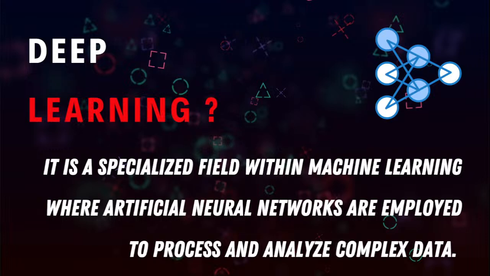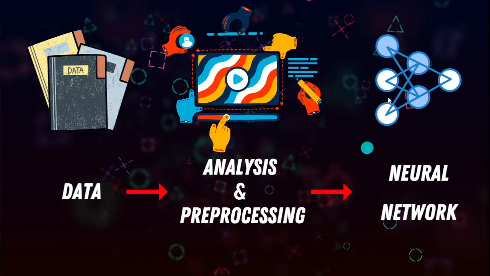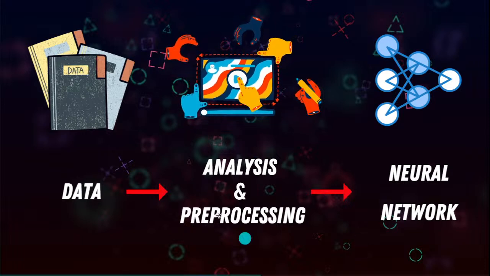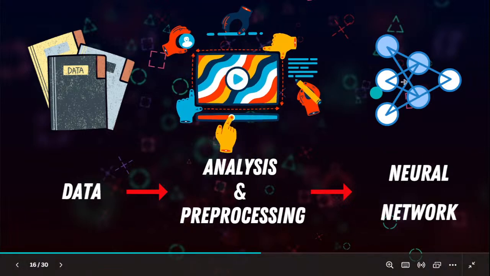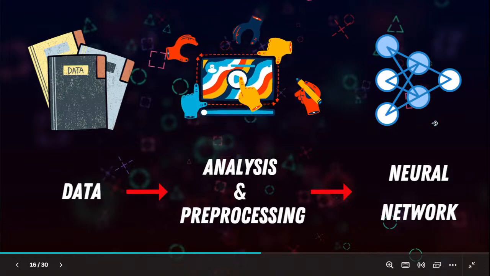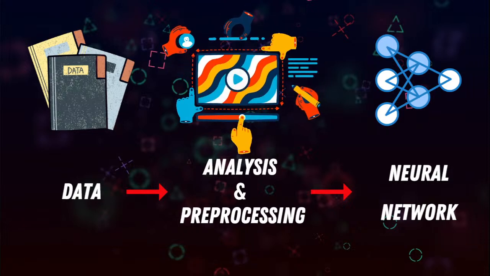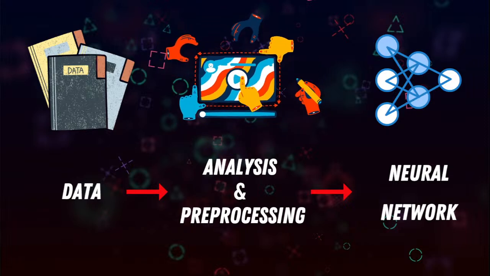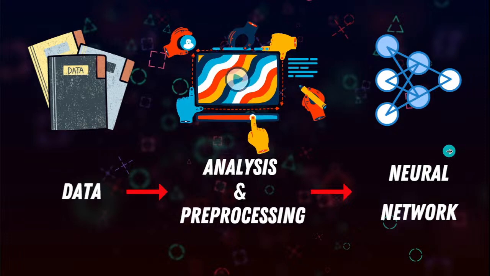This is the difference between deep learning and machine learning. Okay, so this is the process of deep learning. Getting the data and analysis, then pre-processing, and with the help of the neural network, it will be decided which kind of data it is, text data or number data. The data's format is decided in this place.